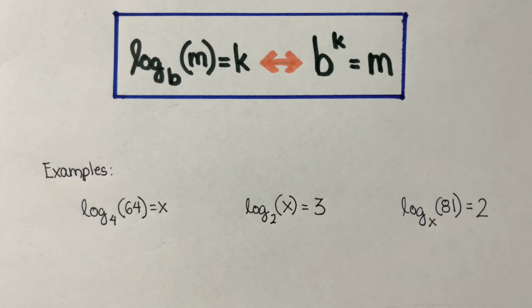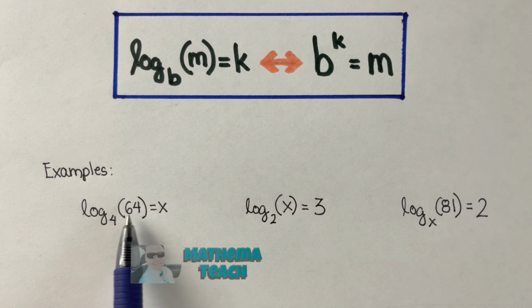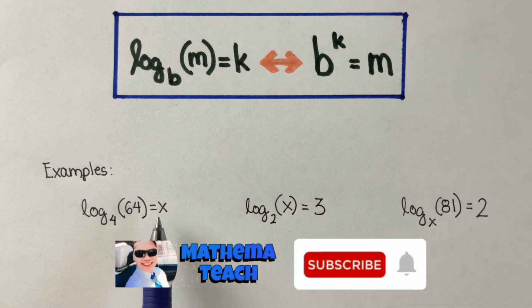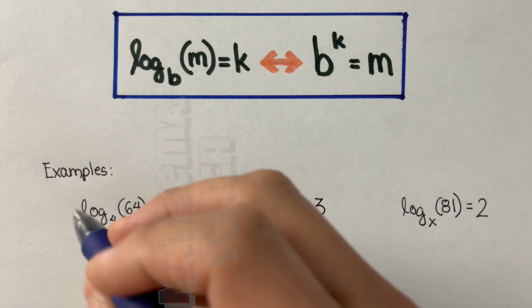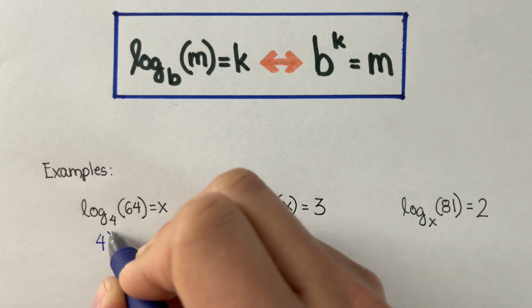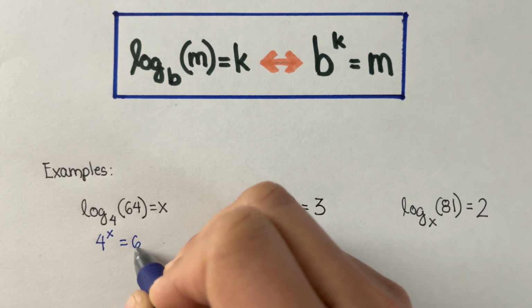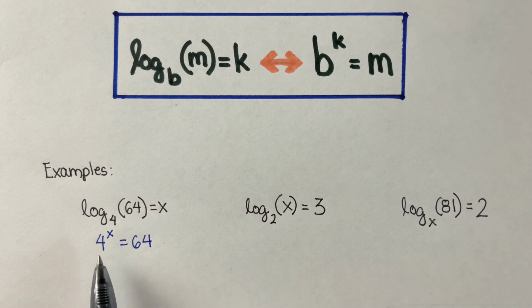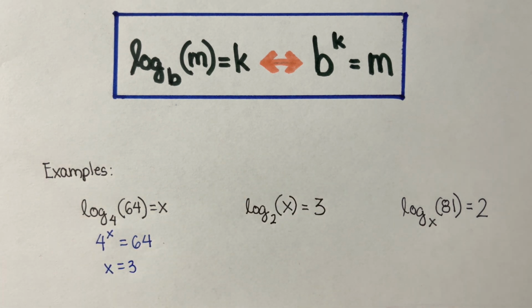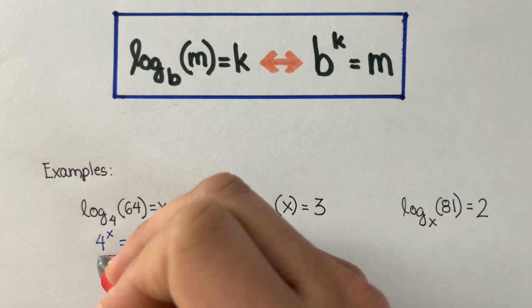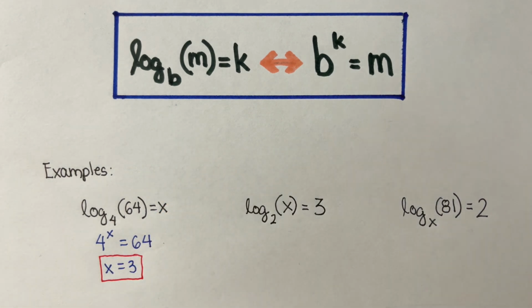So let's take this first example right here. We have log of 64 to the base 4 is equal to x. To better understand this, we're going to rewrite this into its exponential form. So this would come out 4 to the power x is equal to 64. We need to figure out how many times we should multiply 4 such that we get 64, or what should be the exponent of 4 to make it 64. So the value for x here is 3. That means if we multiply 4 three times, 4 times 4 times 4, that will give us 64.